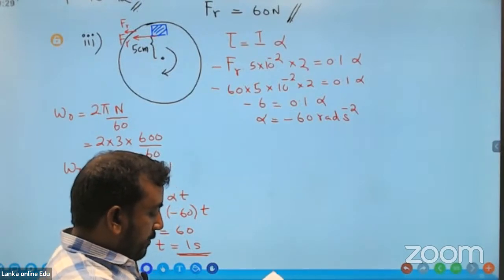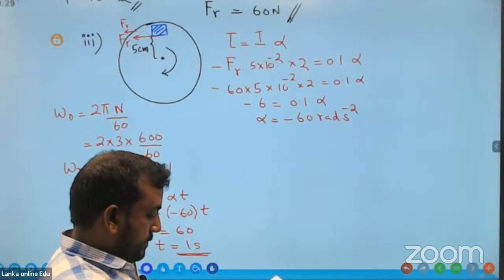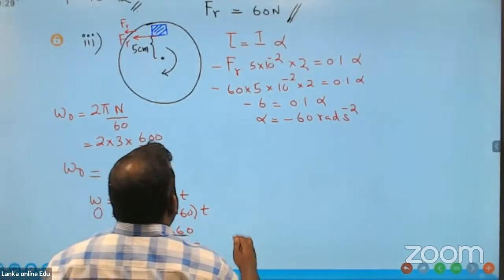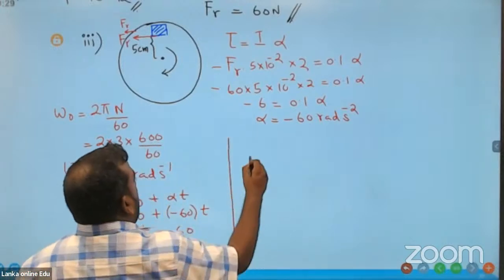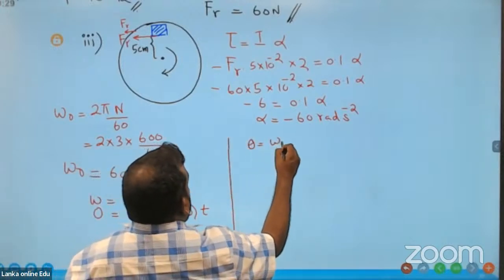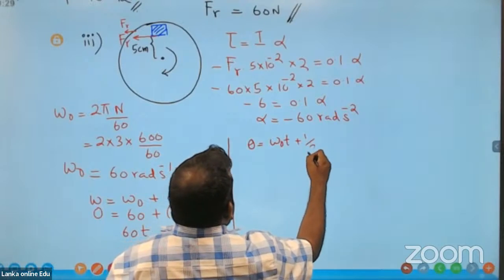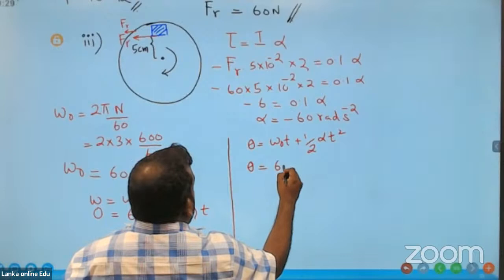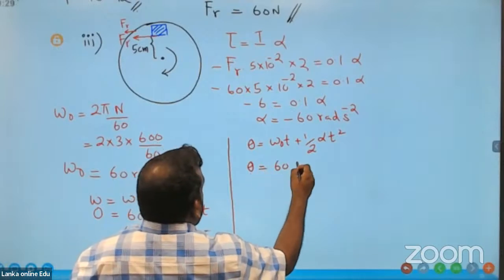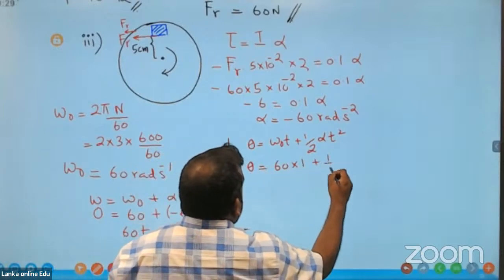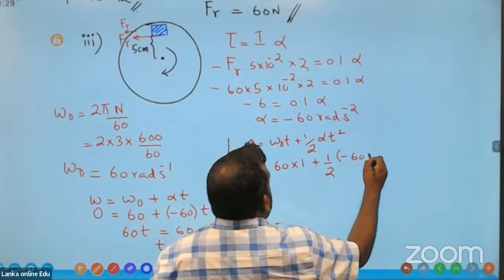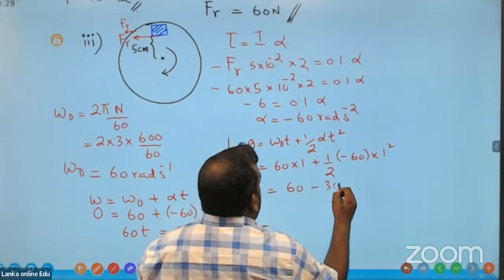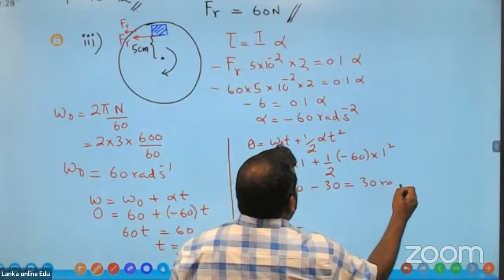How many revolutions does it make before it comes to rest? How many revolutions means rotation. Theta equals omega naught t plus half alpha t square. Initially 60 times 1 second. Alpha is minus 60, t squared is 1 second. 60 minus 30, 30 radian. Theta.